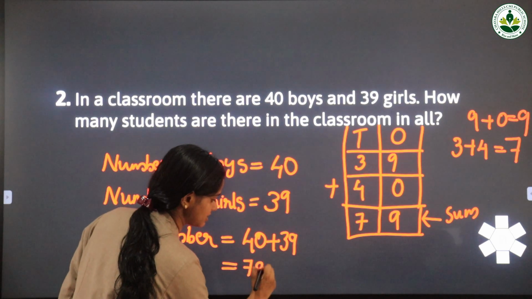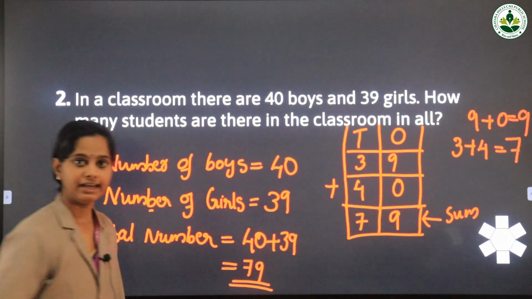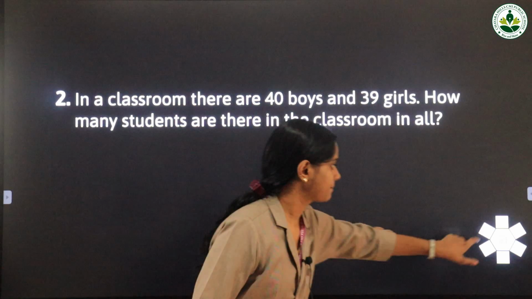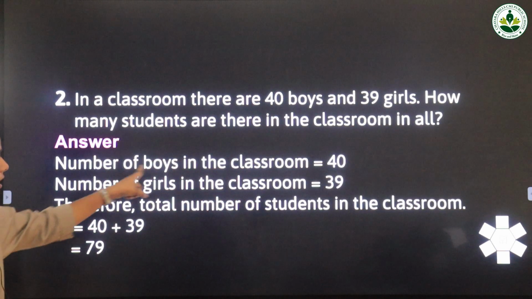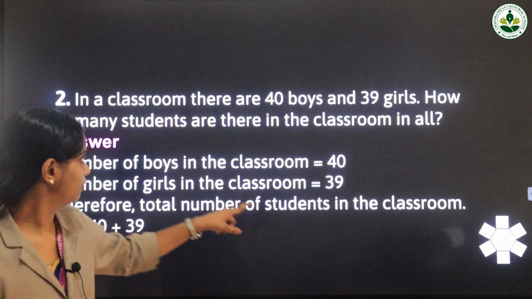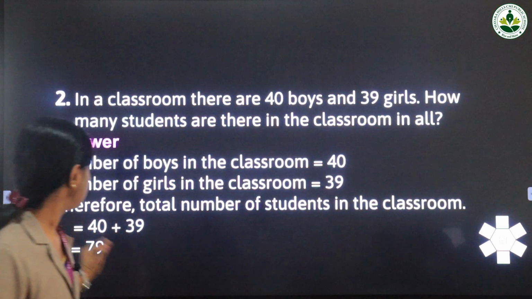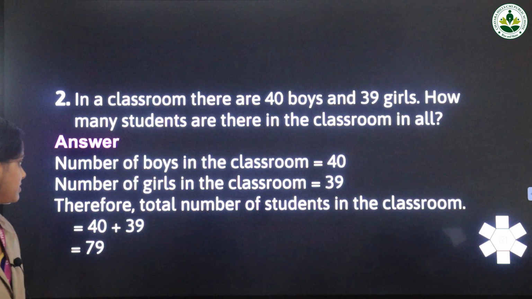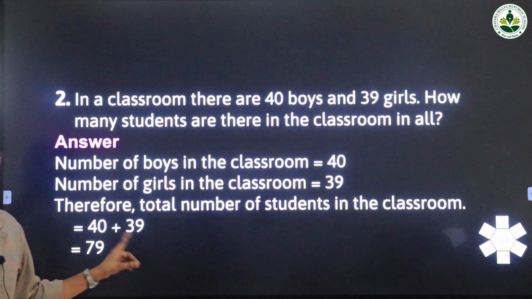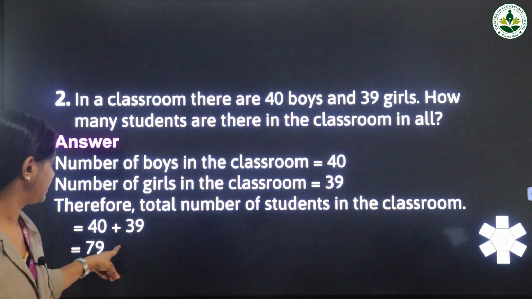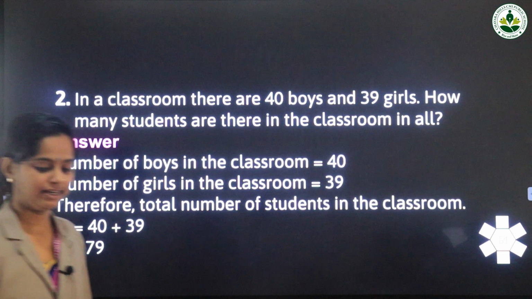Total number of students is equal to 79. The number of boys in the classroom is 40 and the number of girls is 39. Total number of students in the classroom is equal to 40 plus 39. 40 plus 39 is equal to 79.